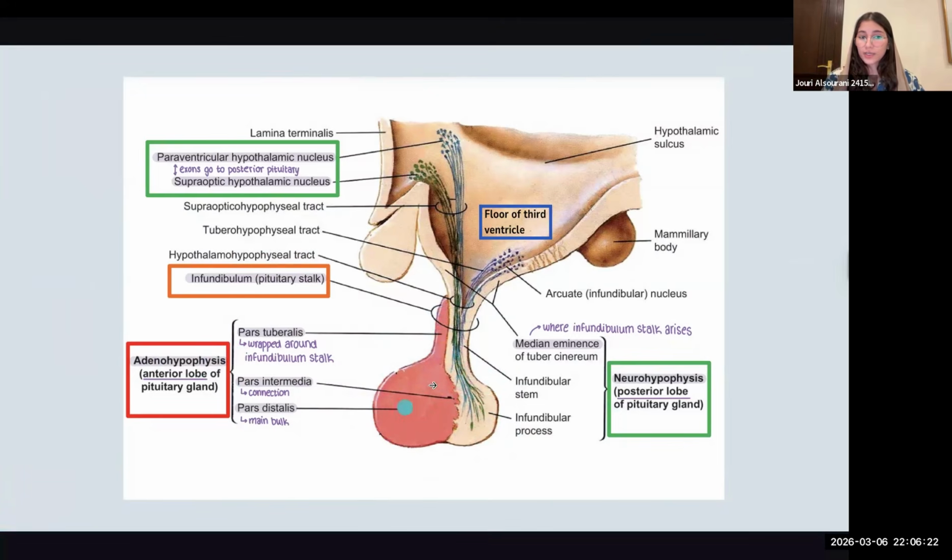This big bulk over here is the pars distalis. This is, we said, the main bulk, it's glandular tissue. And we have over here the pars tuberalis, which is just wrapped around the infundibulum stalk. And in between the two lobes, we have the pars intermedia, which is just a connection. It's not very significant other than that. Again, over here, we have the median eminence. This is where the infundibulum arises. And we have the floor of the third ventricle. We said this plus the infundibulum make up the posterior lobe. And we have the hypothalamus.